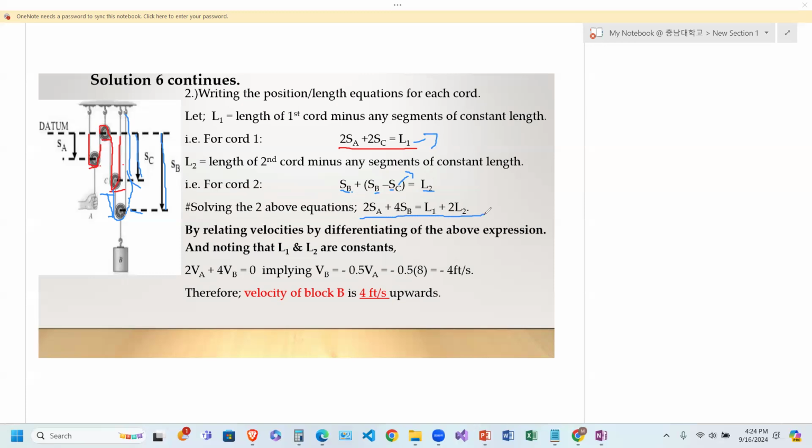Now to get the velocity, we are going to differentiate. Remember L1 is a constant and L2 is a constant, so they will give us 0. When you differentiate SA, you have VA. When you differentiate SB, you have VB. When you differentiate these other constants, you get 0. So we have 0 equals twice VA plus 4 VB. Because this is distance, when you differentiate you get its velocity.